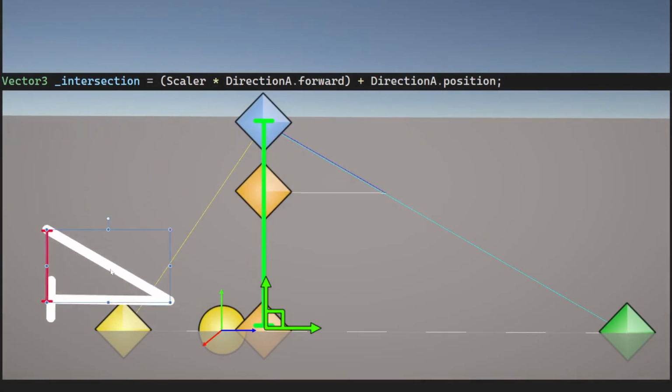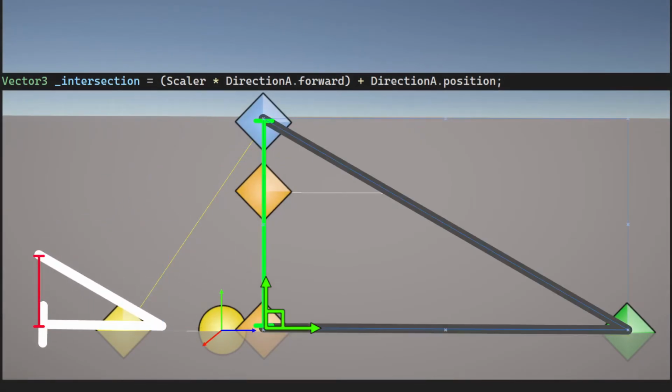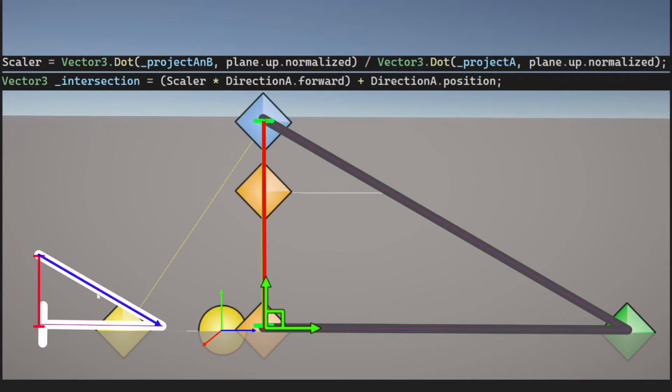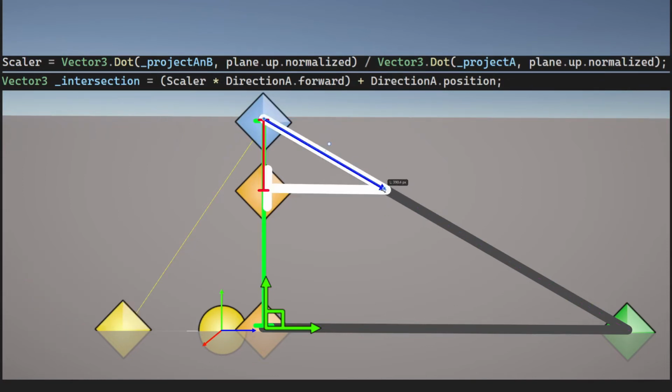Let's separate these. We have two known sides on the little triangle, the projection and the direction A dot forward. On the big triangle, only the projection is known. We can get the scalar by getting our large triangle's projection and dividing it by our small triangle's projection. Our point of intersection is calculated by multiplying the direction A dot forward by the scalar.